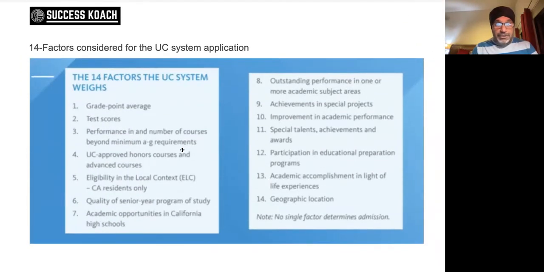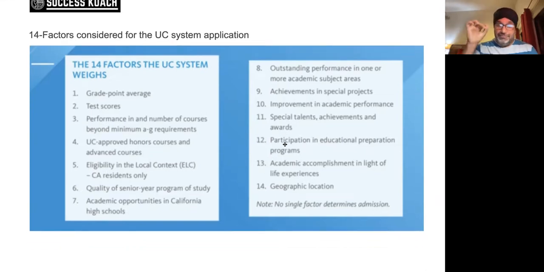Okay, these are the 14 factors that the UC system weighs in order to make their decision. What I found interesting was if your PIQs can answer outstanding performance in one academic subject and actually drill home, that's great to show that. Achievements in special projects, again, based on the internships and stuff, we can show that here. Improvement in academic performance, you don't need to do that in PIQs because they will see it anyway through your scores. Special talent achievement and awards will typically show in your activities list, so you don't need to talk about it here.